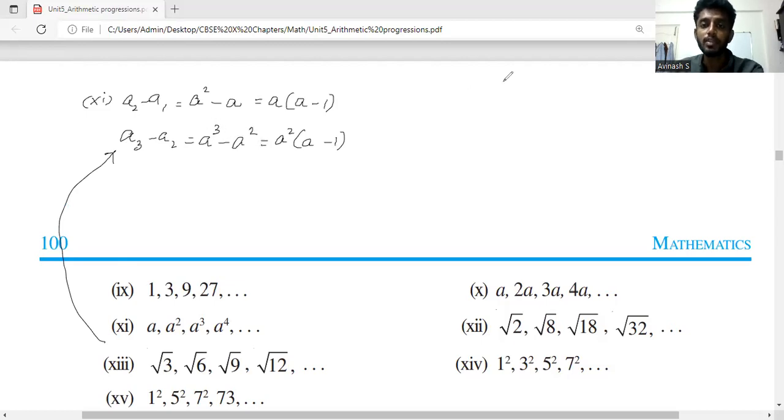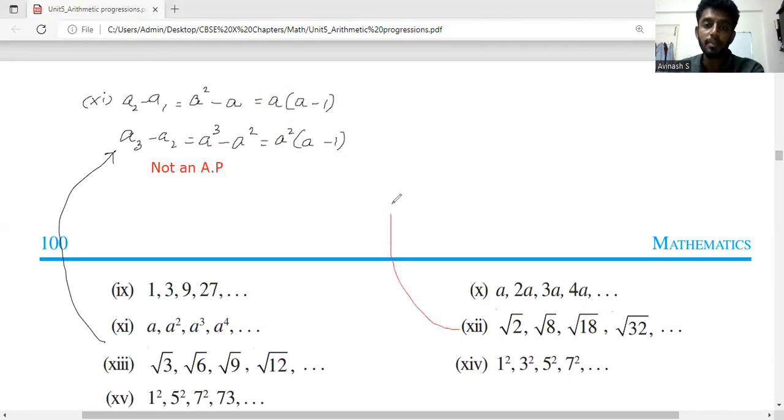So when you compare these 2 terms, this and this, you can see that both are not the same. First one is A into A minus 1, whereas second one is A square into A minus 1. So we can see the differences are not the same. So we can conclude by writing it is not an AP. So this is very important with respect to 11 subdivision.